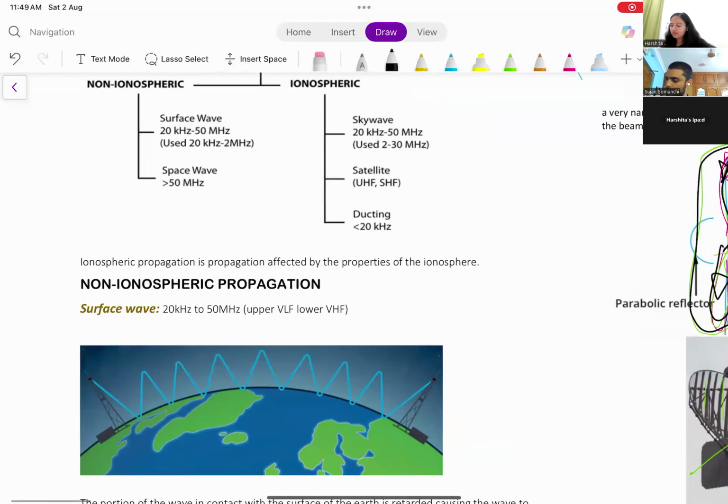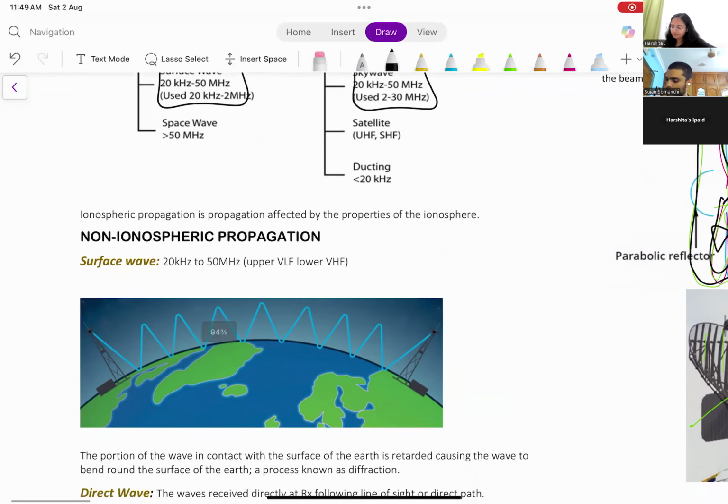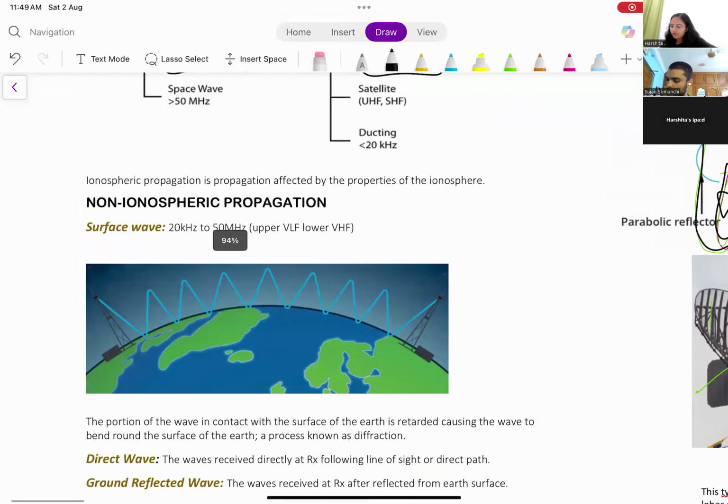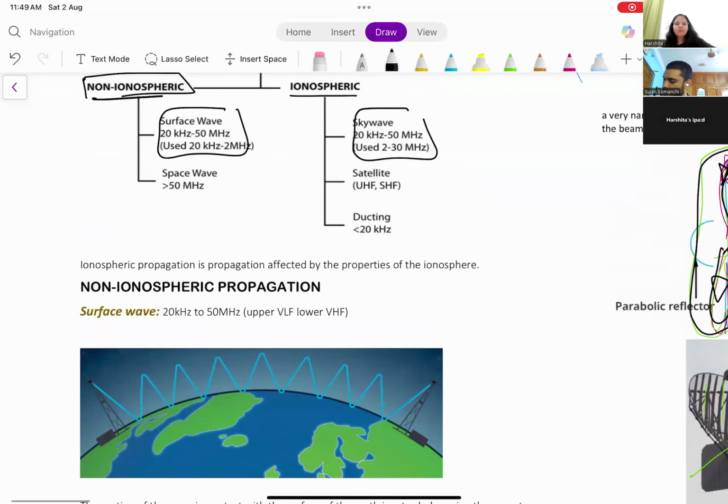We will divide it into non-ionospheric and ionospheric. Number one is the ground wave, the other one is the sky wave. Ground wave or the surface wave. First, we will see the non-ionospheric propagation. So, number one is the surface wave. The frequencies used in surface waves are the lower frequencies. Very low frequency till low frequency, medium frequencies, these are used in the surface waves.